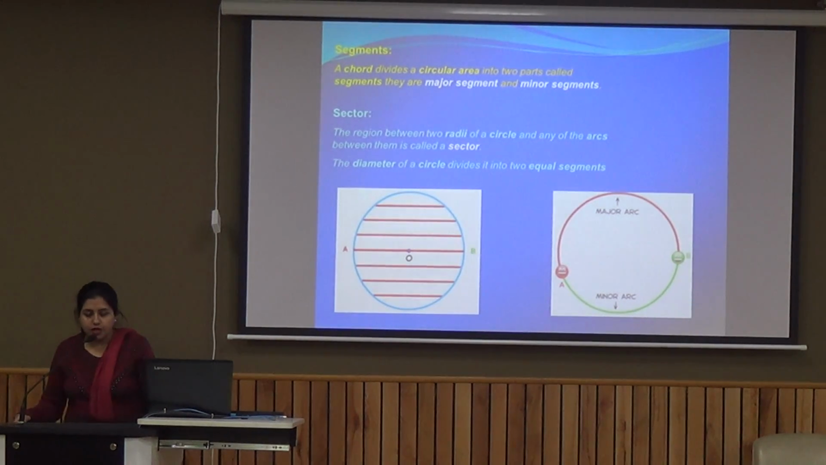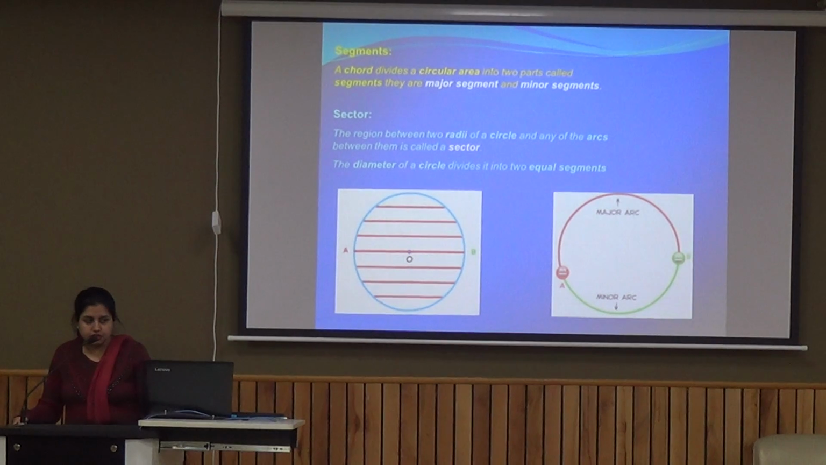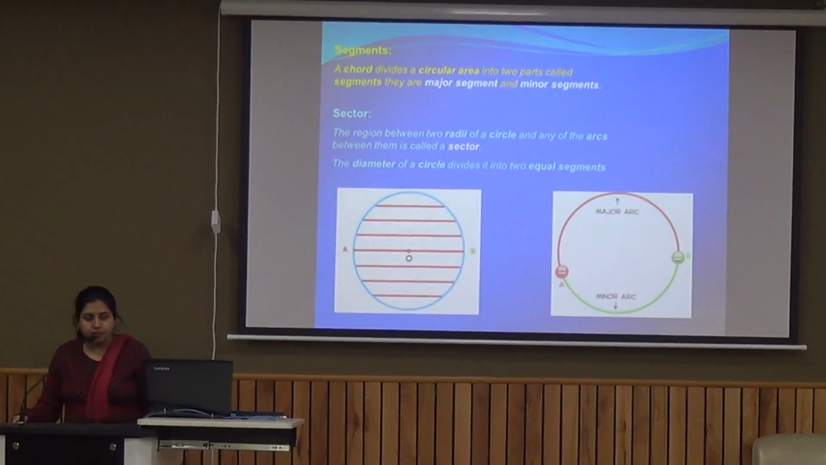Now, moving ahead, we have segments and sector. A chord divides a circular region into 2 parts called segments. They are the major segment and the minor segment. As the name indicates, the minor segment is the smaller area and the major segment means the major part of the circle. Sector, the region between the 2 radii of a circle and any of the arcs between them, is called a sector. The diameter of a circle divides it into 2 equal segments, or we call them semicircles.